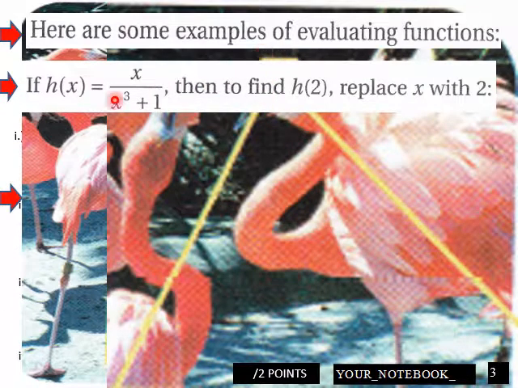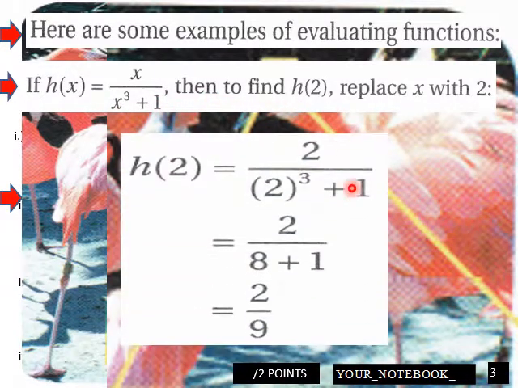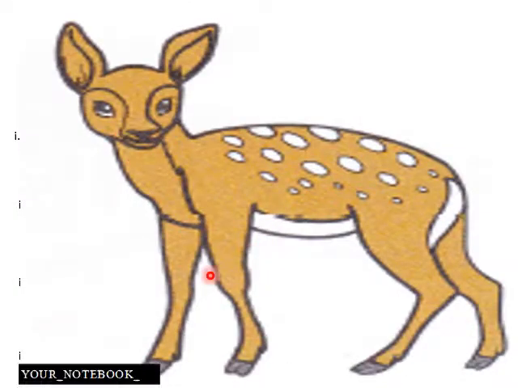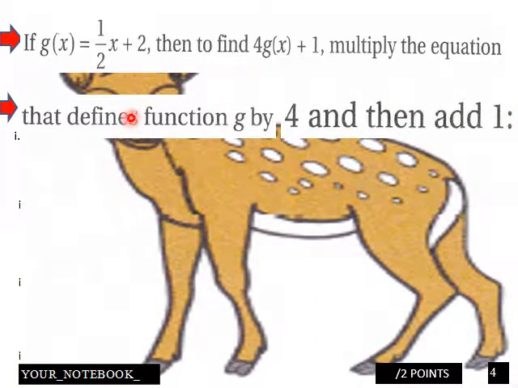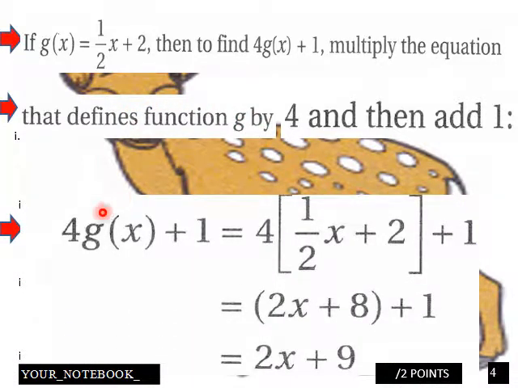So here are some examples of evaluating functions. If h of x equals x over x cubed plus 1, then to find h of 2, you just plug in 2 and solve for it. Another example: if g of x equals 1/2 x plus 2, then find 4g of x plus 1. Multiply the equation that defines the function g by 4 and then add 1. So 4g of x plus 1 equals 4 times 1/2 x plus 2, plus 1. And then we just simplify it from there.